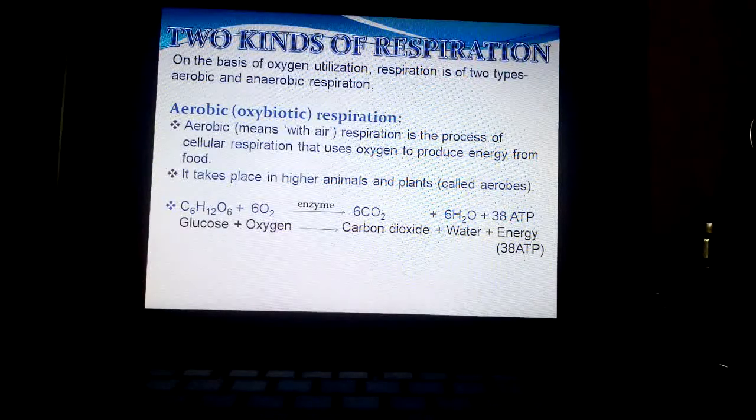Now the equation for aerobic respiration is C6H12O6 plus 6O2 gives rise to 6CO2 plus 6H2O plus 38 ATP molecules. This is the overall reaction, children. Enzymes you have to write, and you can write either in molecular way or by the words. But 38 ATP is very important in aerobic respiration.